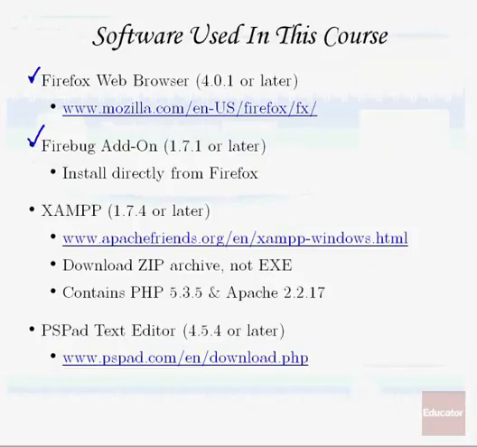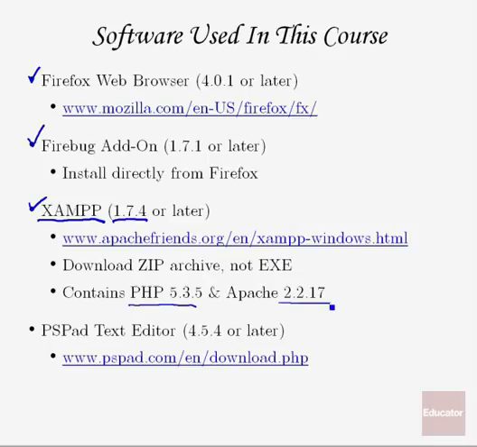The other piece of software we're going to be installing is actually a software distribution. It's called XAMPP. It's a combination of a number of different pieces of software that are combined together in one distribution and set up so that they're easy to configure with one another. In particular, XAMPP contains PHP, version 5.3.5 in the version we're going to be using, 1.7.4, and it contains the Apache web server version 2.2.17.